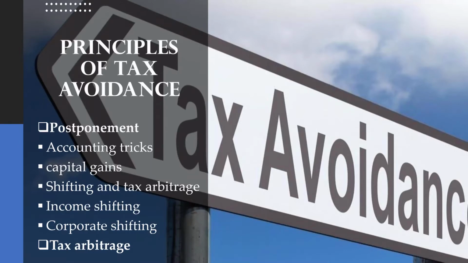So the principles of tax avoidance have to do with postponement and tax arbitrage. Postponement means you simply postpone paying the tax until the future. Whereas tax arbitrage means that you can put people in different tax brackets based on their income, and that allows you to avoid certain taxes, as long as you keep within a certain tax bracket.